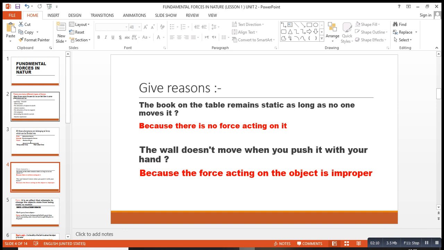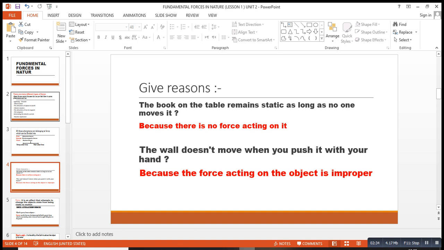Question number 2. The wall doesn't move when you push it with your hand. Why? Because the force acting on the object is improper. What is the meaning of that? It means the force of your body cannot push the wall, so the force equals 0. There is no acting force, and it is called improper.